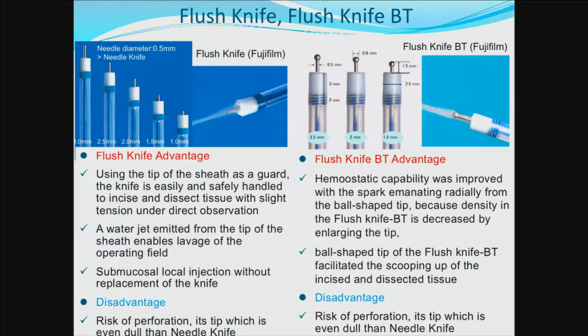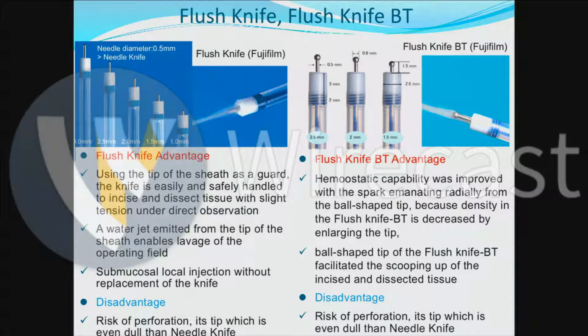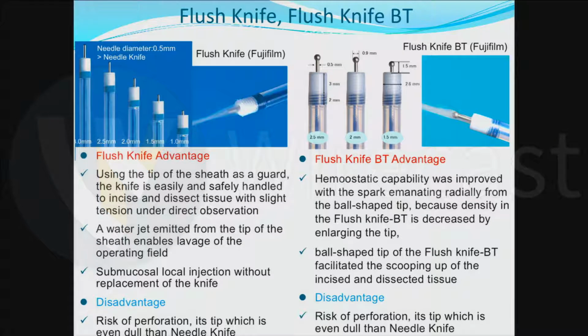non-insulated knives. The flash knife is a short needle knife with a thick needle and rings, and the water jet emitted from the tip enables lavage of the operating field, as well as submucosal local injection without replacement of the knife. The flash knife BT is equipped with a bowl-shaped, enlarged tip in diameter, extendable to 3 lengths, which has improved hemostatic capability and facilitates the scooping up of tissue.